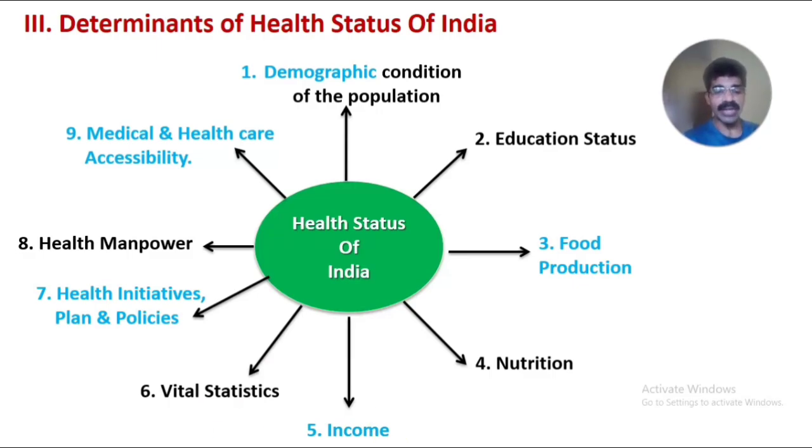Then sixth factor is vital statistics. That is mortality rate, morbidity rate, disability rate, dependability rate, etc. All come under vital statistics. So our health status is directly based on vital statistics of the country.